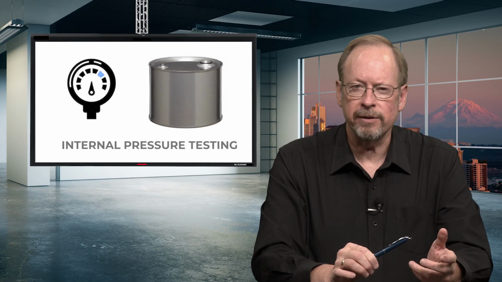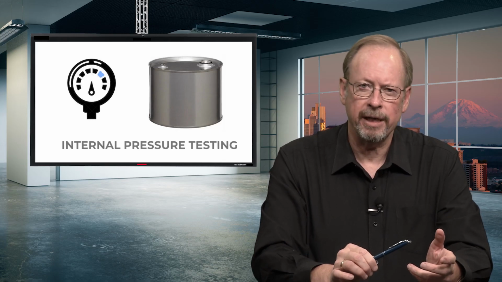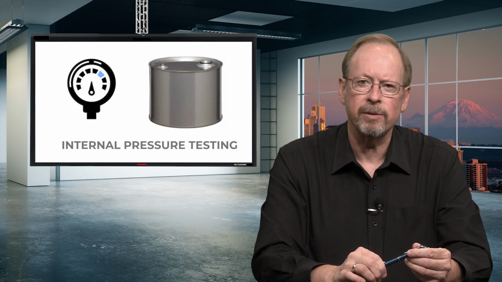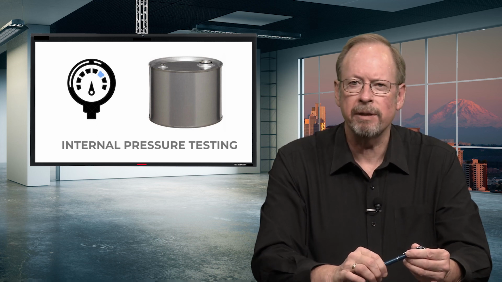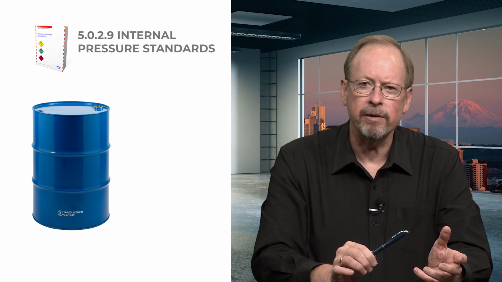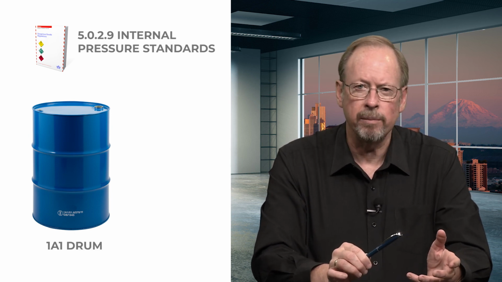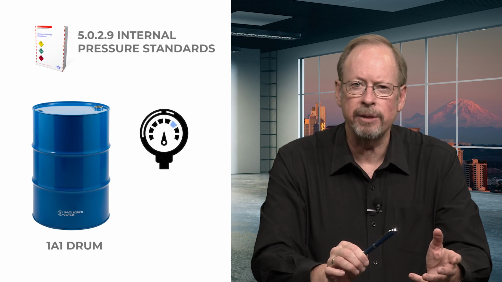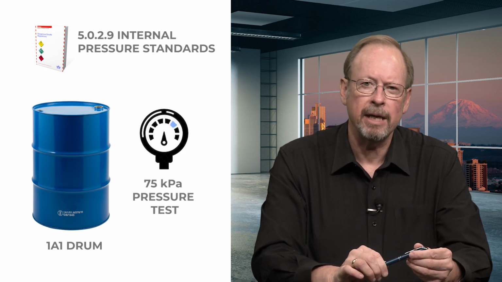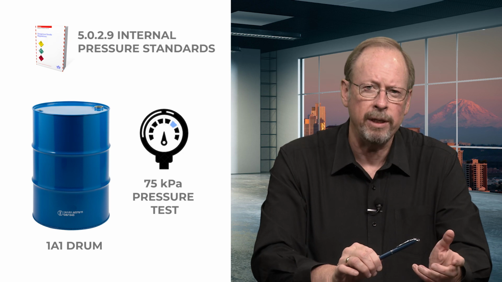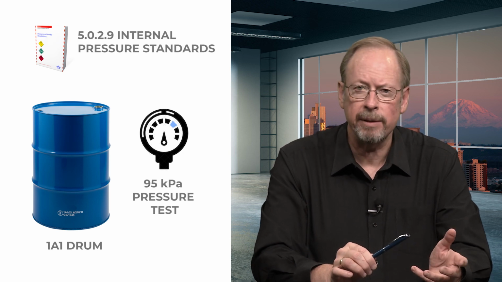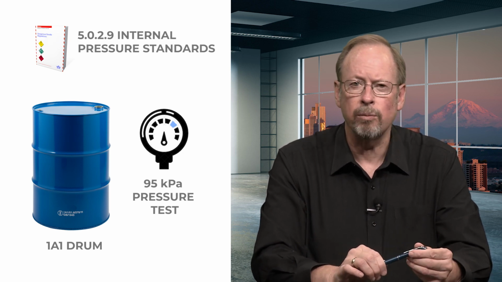As you'll learn in section 6 of this training, an internal pressure test is one of the criteria for packagings being certified as meeting UN specifications. So the previous requirement means that no packaging, for example a 1A1 steel drum, can be shipped unless it's been subjected to at least the 75 kPa pressure differential for packing group 3 substances or a 95 kPa pressure differential for packing group 1 or 2.